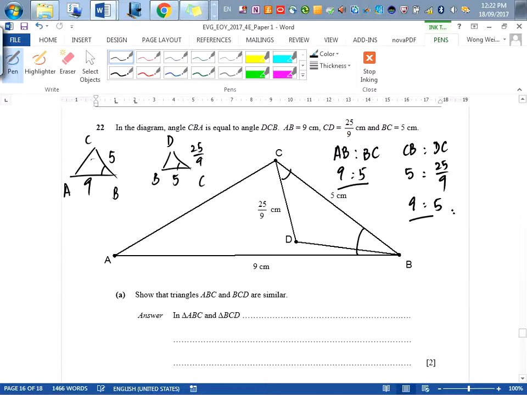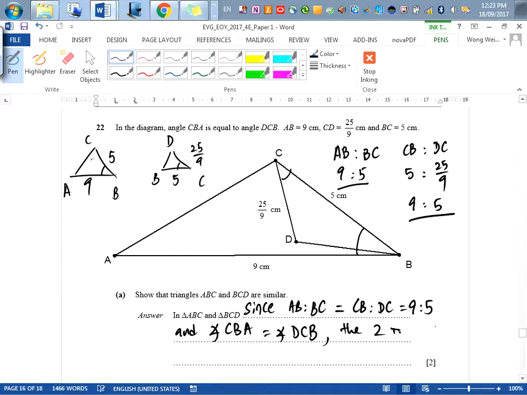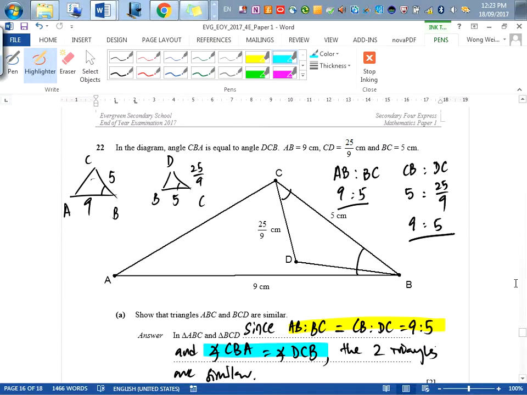So you see that this and this, they are the same. Since in these 2 triangles, since AB to BC is equal to CB to DC, which is equal to 9:5, and angle CBA equals angle DCB, the two triangles are similar. Most of you had this, but you did not have this. Okay, questions?